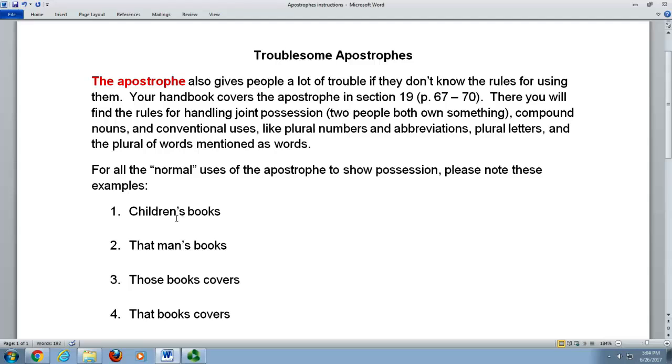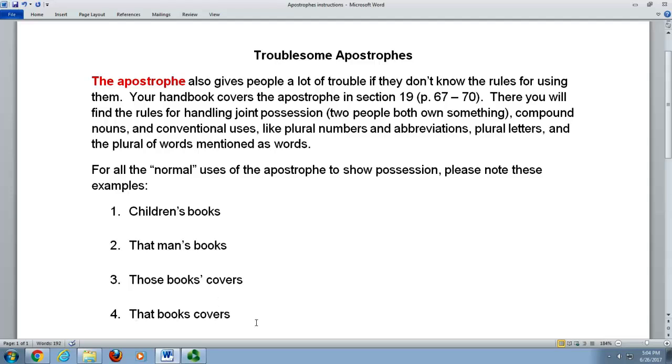So we've got two done, children's books, men's books. All right, now let's do the covers of those books. Guess what? The end of my answer is here. It's not the covers of those books, it's the covers of those books. So my apostrophe goes right there.